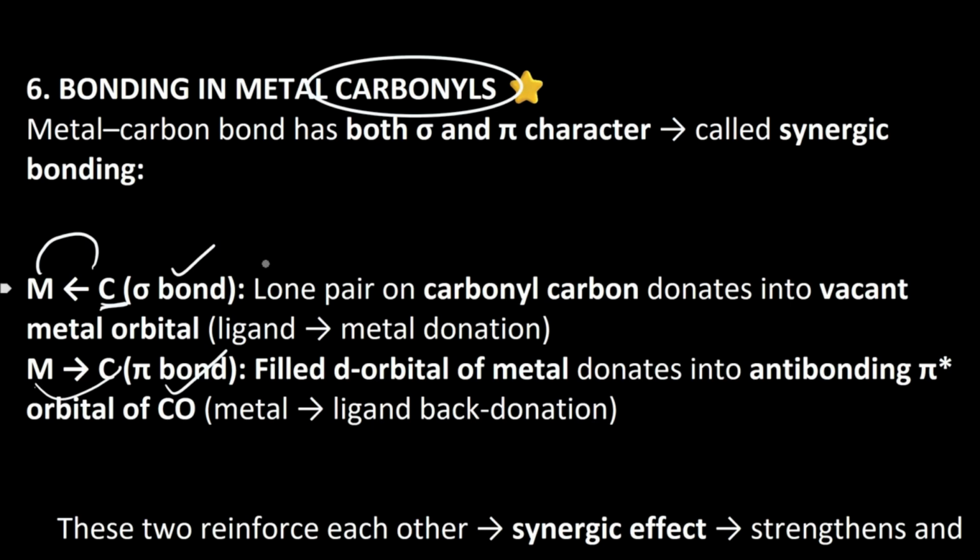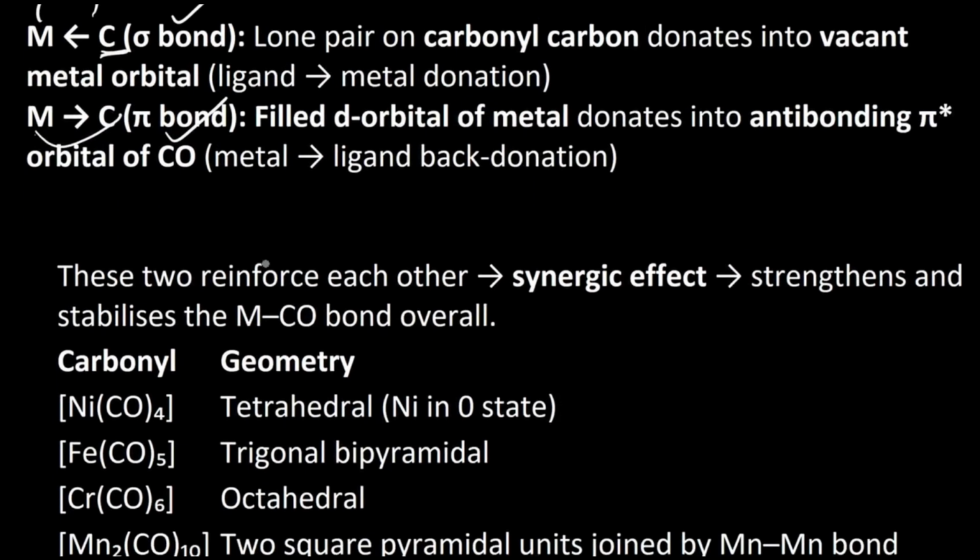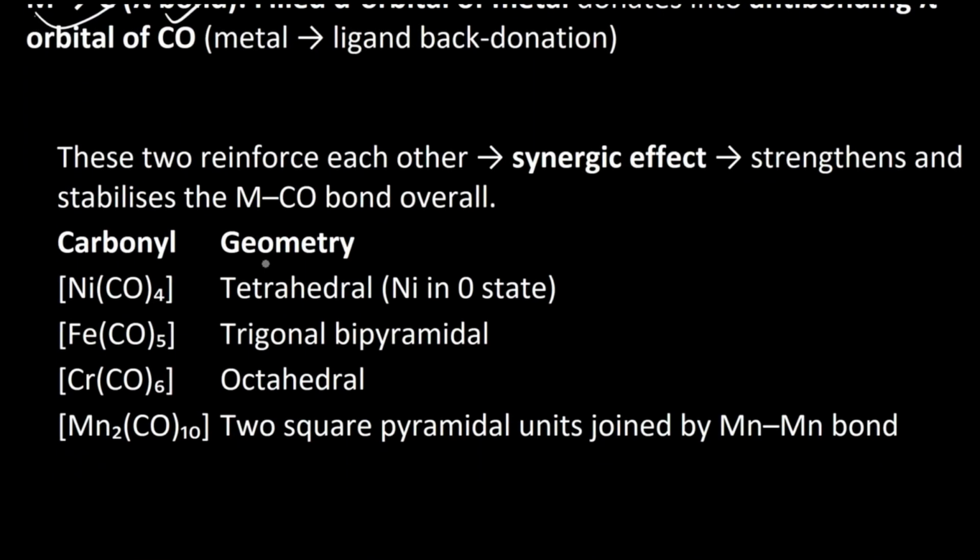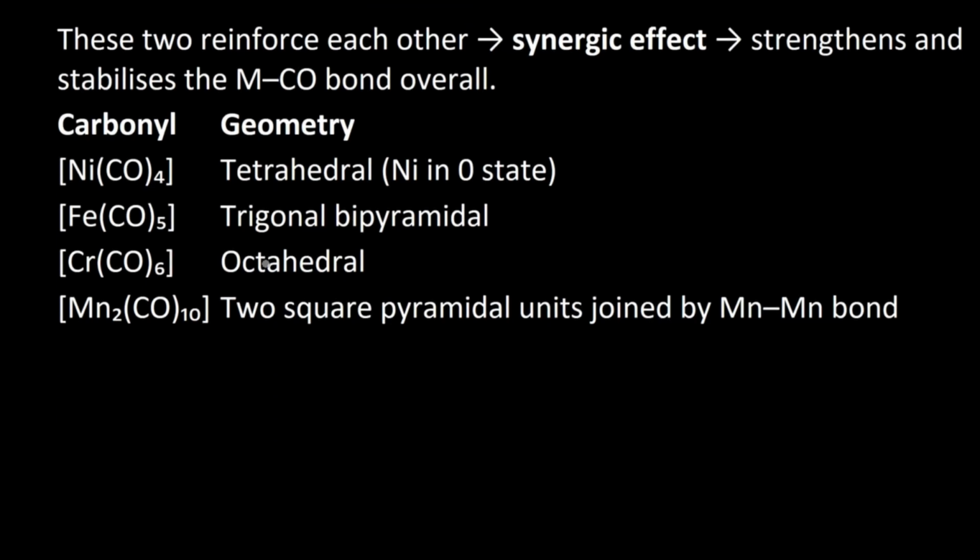That is the pi bond. So due to that, what will happen? The bonding becomes much stronger. An extra bond is there, so it will create a stronger bond. That is what is called synergic bonding. These effects reinforce each other, and the synergic effect will strengthen and stabilize the M-CO bond overall.